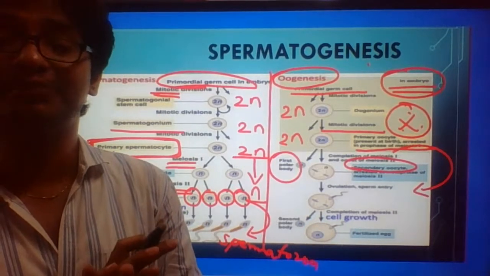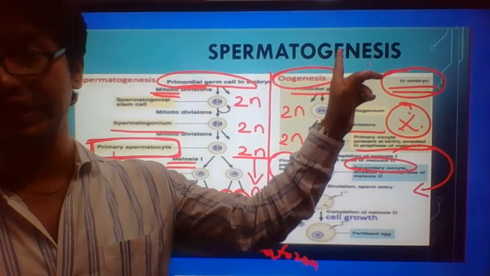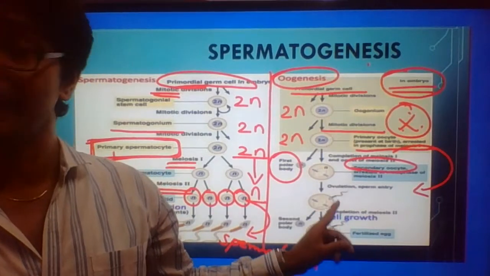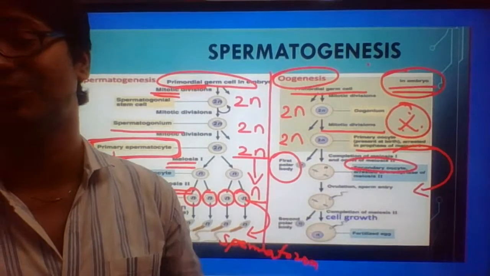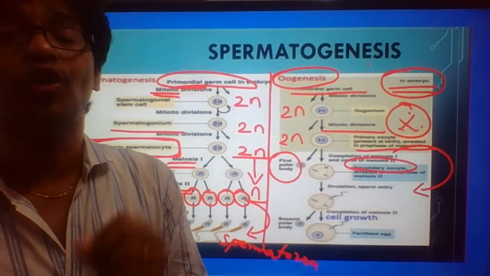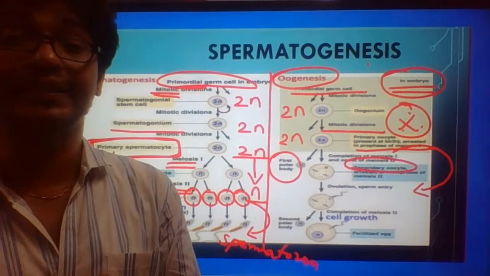So it means the oogenesis process does not end, because only if fertilization happens will the oogenesis process come to a conclusion. So that is why I told you in the beginning itself that the oogenesis process is tricky and a complex process. It's not like spermatogenesis. This is the basic understanding that we should know.